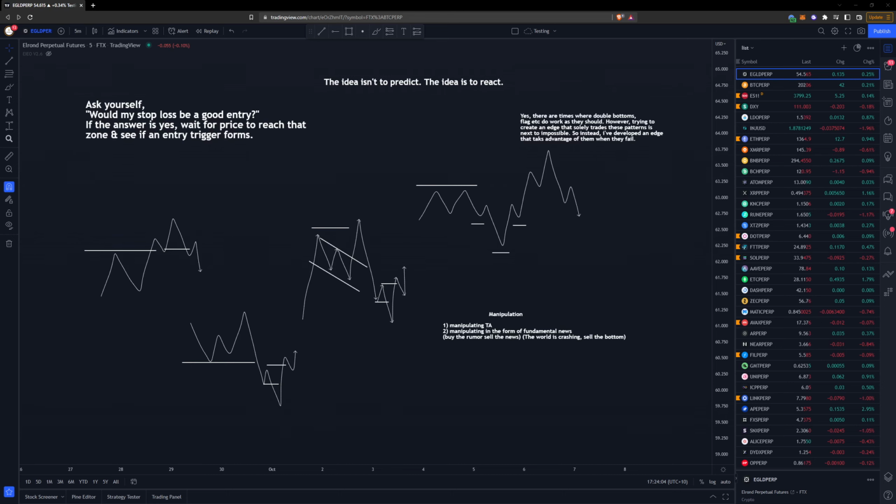So the idea isn't to predict necessarily where the manipulation is going to occur. The idea is just to react once it happens.